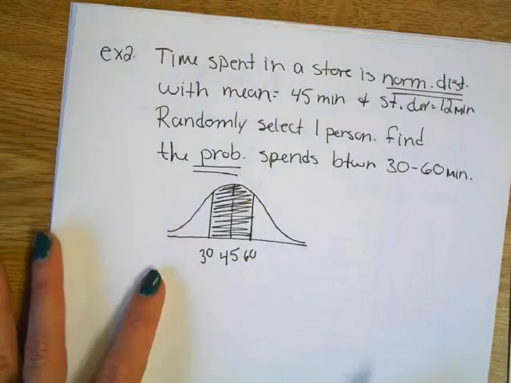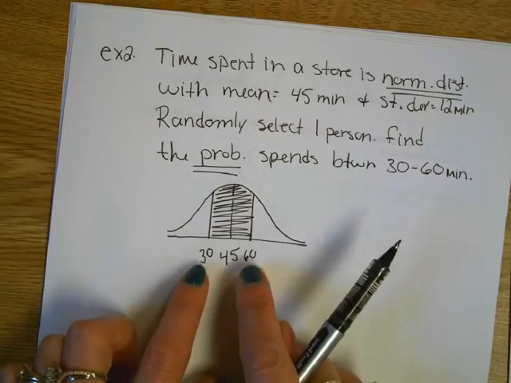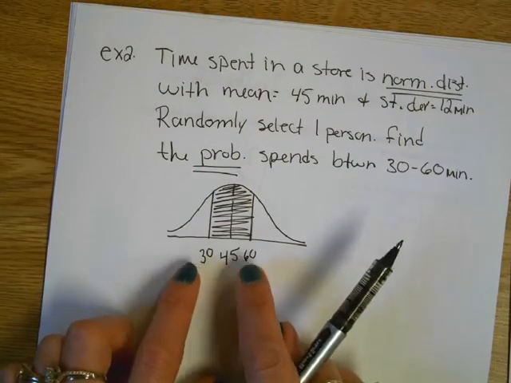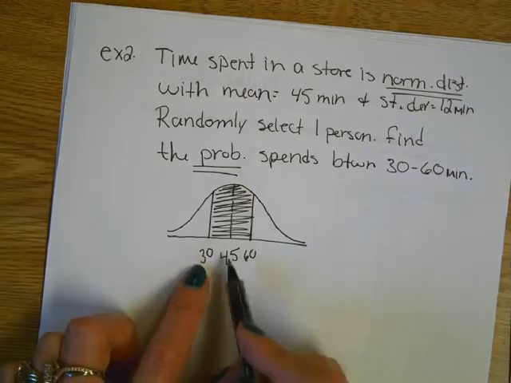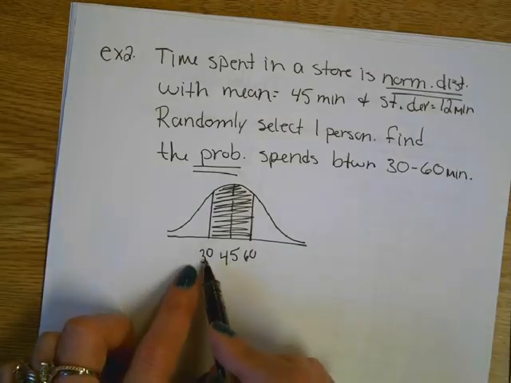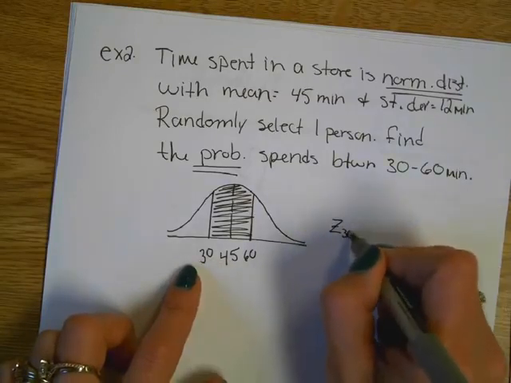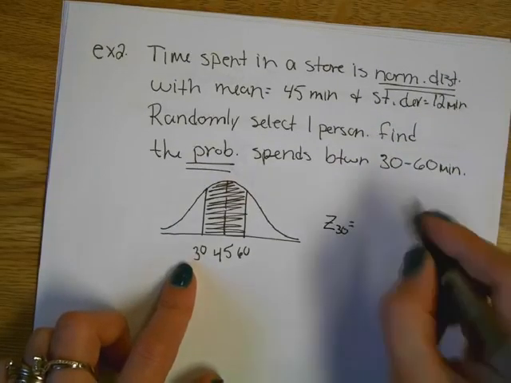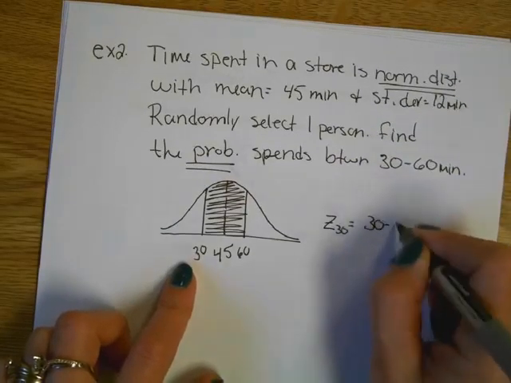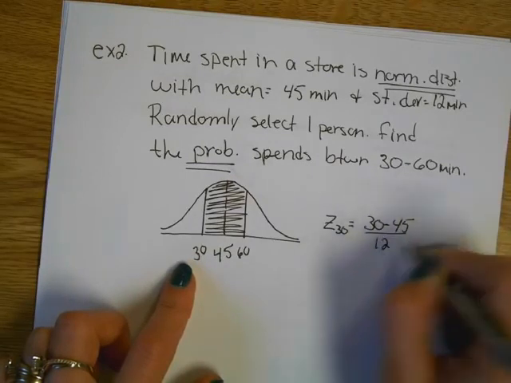Okay? The problem is we can't look up 30 and 60. We need the z-scores for those two spots. So you've got to convert x values to z-scores because the table is based off of z-scores. So how many standard deviations below the mean is this 30? So 30 minus 45 divided by 12.